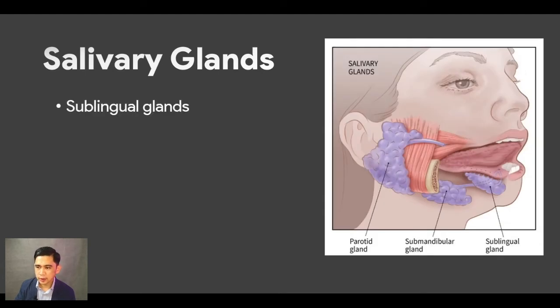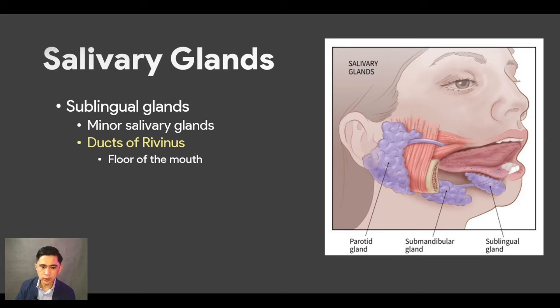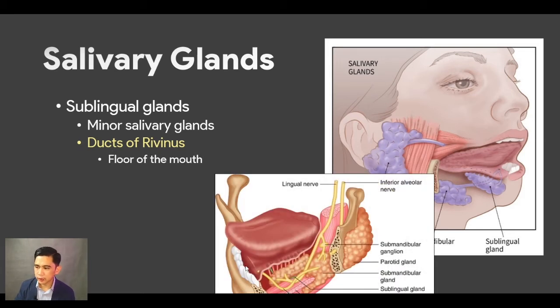And the last are the sublingual glands. Okay, sublingual glands are saliva producing glands just underneath the tongue. Okay, these are minor salivary glands, and their ducts are called the ducts of Rivinus, which drain into the floor of the mouth. So these are the sublingual glands, and notice they have several ducts draining underneath the tongue, and these are the ducts of Rivinus. Compared to the submandibular gland and the parotid gland, they have multiple openings.